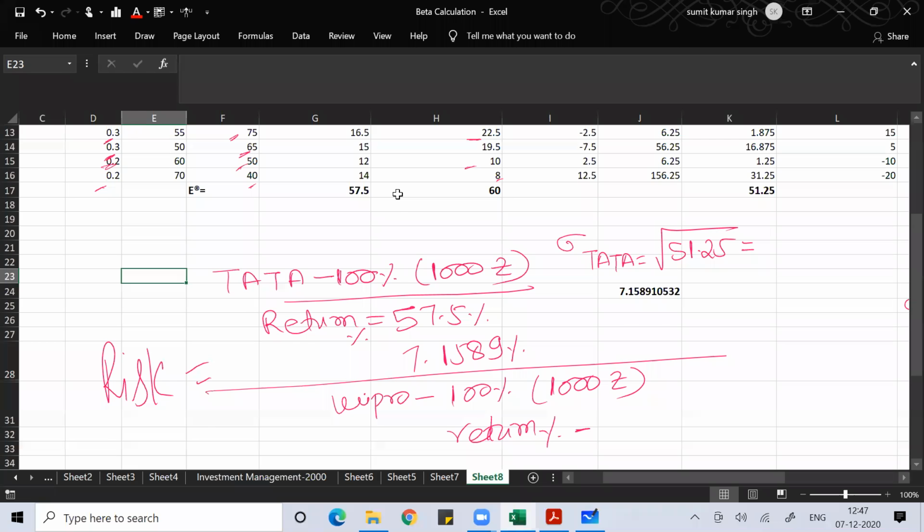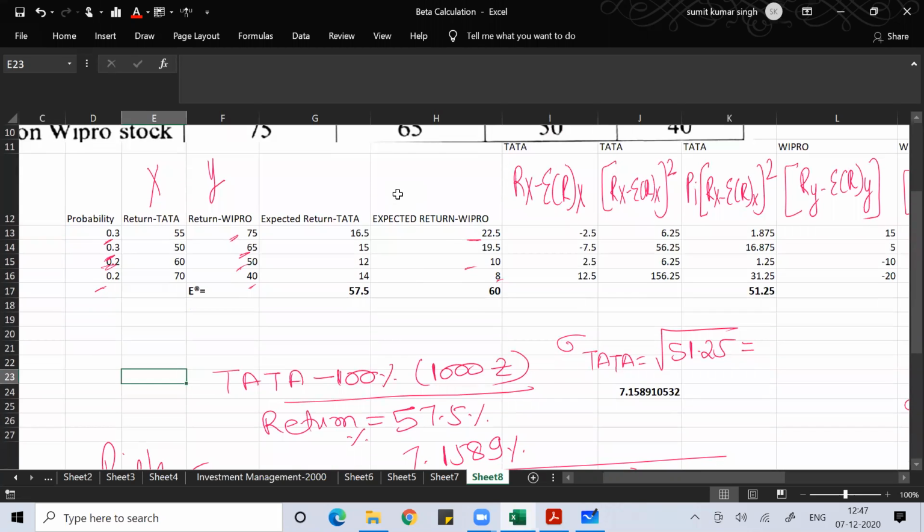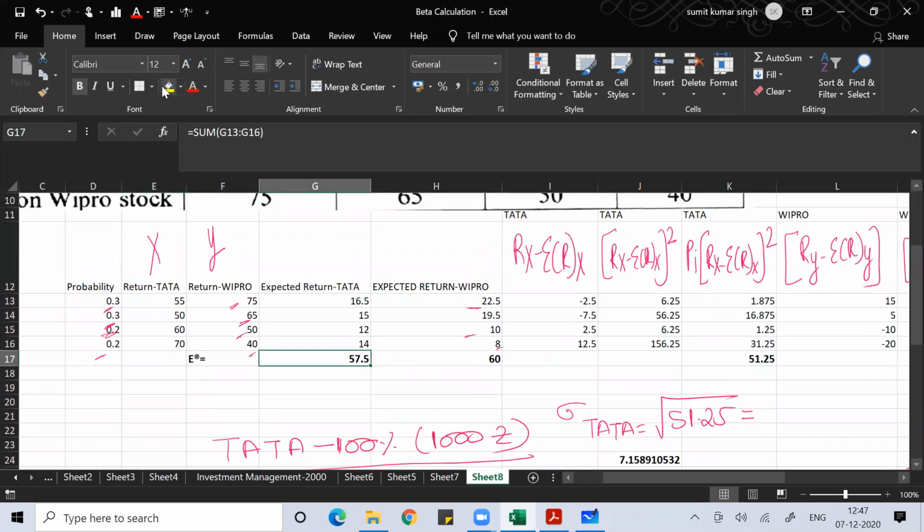We already discussed in the previous class that if I put 100% of my money in Tata, then my expected return is 57.5%, while if I put 100% of my money in Wipro company, then my expected return would be 60%. I believe by this time you can understand the difference between expected return and historical return. The historical return formula was the sum of data divided by the number of data. We use that formula when the historical data is given to us. Expected return is the notation we use whenever the data is given in terms of probability.